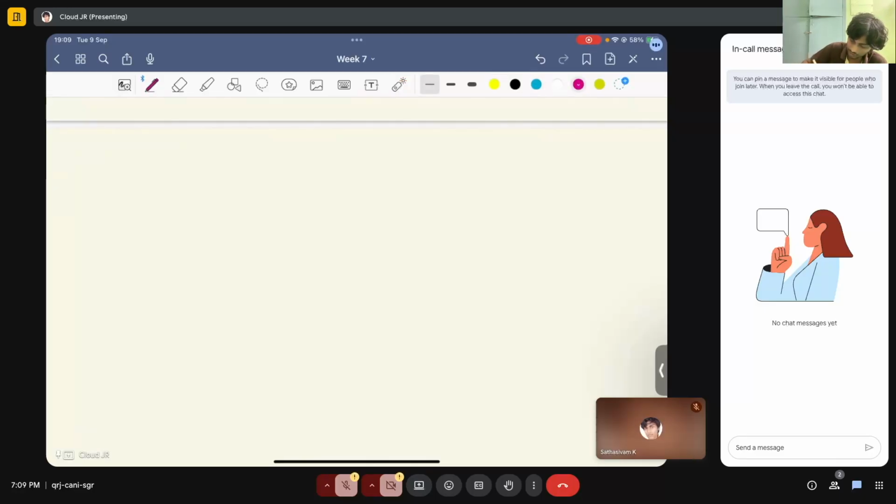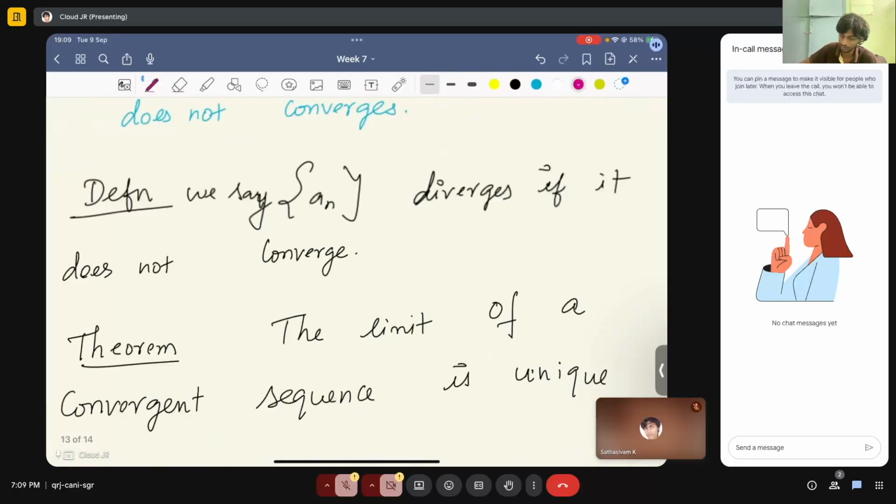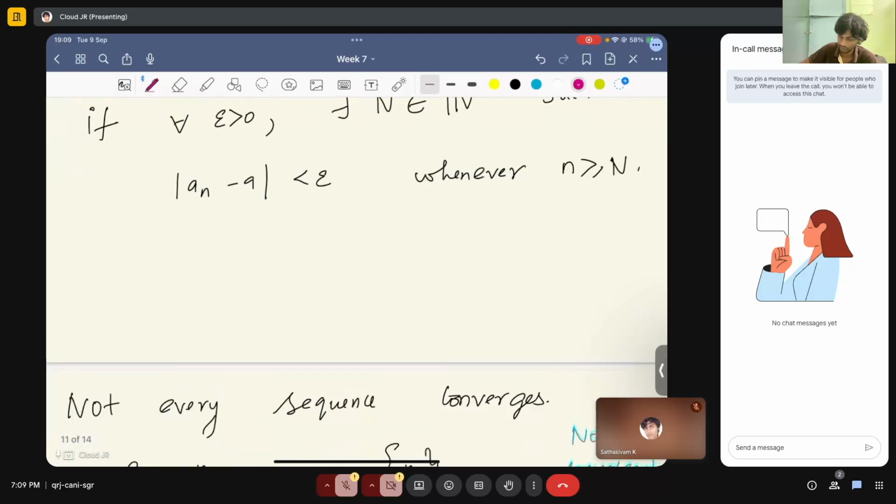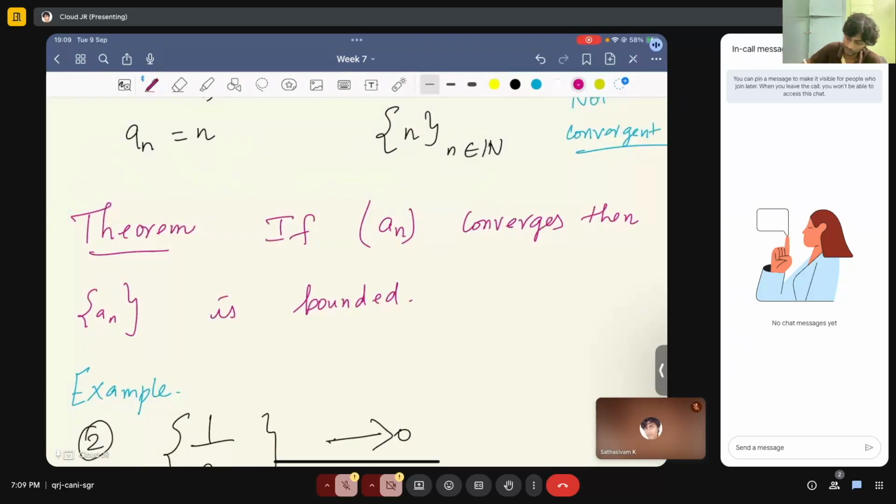We already wrote the theorem, but I will write it here again. We will use a different color. So the theorem says that every convergent sequence is bounded. So maybe I will just write the theorem here. So this is the theorem here. So I will write the proof.